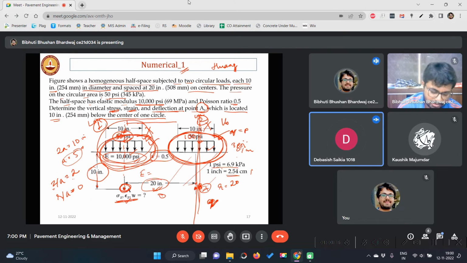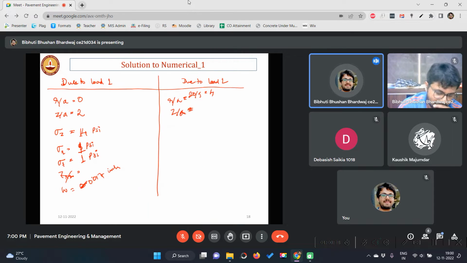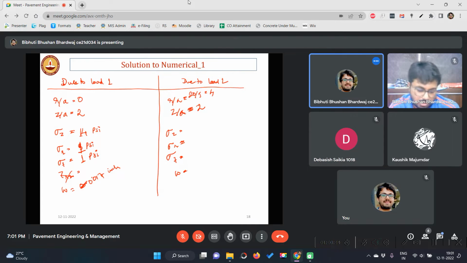2. Yeah, it's same, right? Your vertical height is not changing, it will be 2. What will be sigma Z, sigma R, sigma T, and W? Quickly tell. I will write both your values. You understood, right? How to do? Yes.